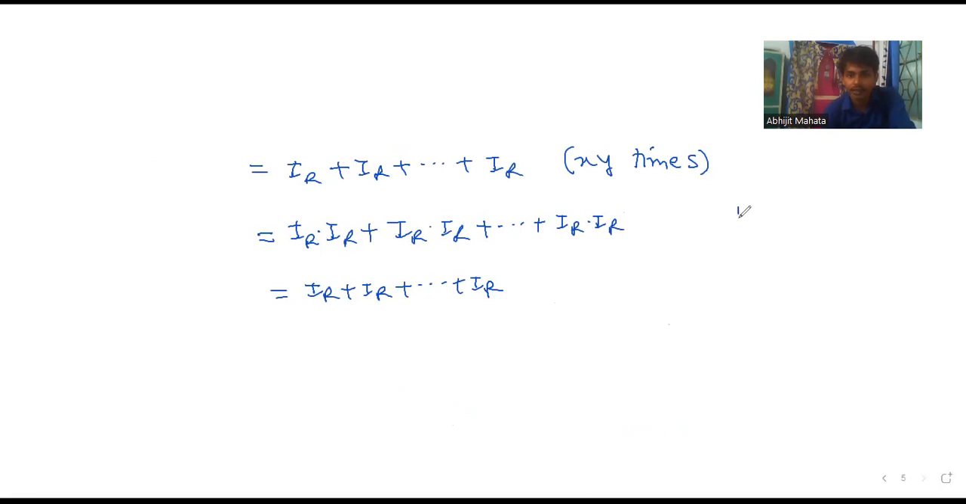See, why can we write from here to here? Because 1_R we can replace by 1_R into 1_R. So this is very important. If 1_R is not the unity element in the ring, then this line we cannot write. So that's why unity is very important. So 1_R + ... + 1_R.